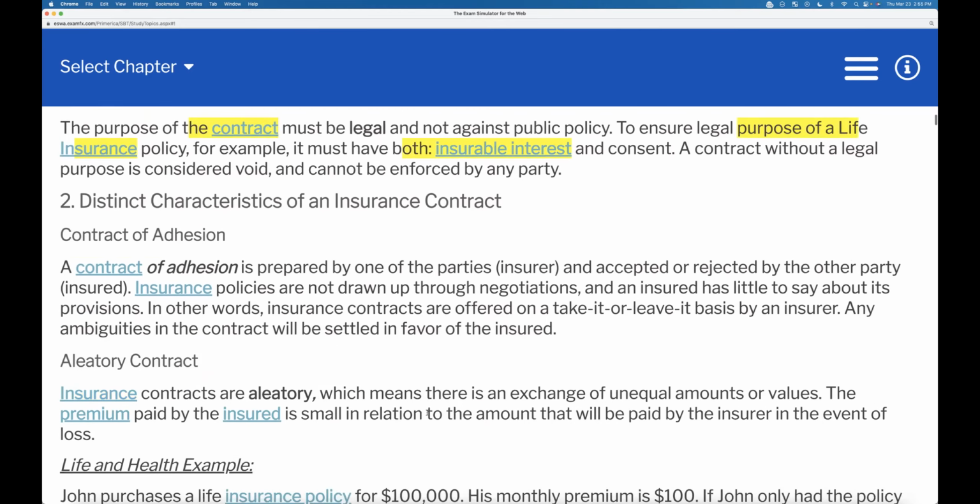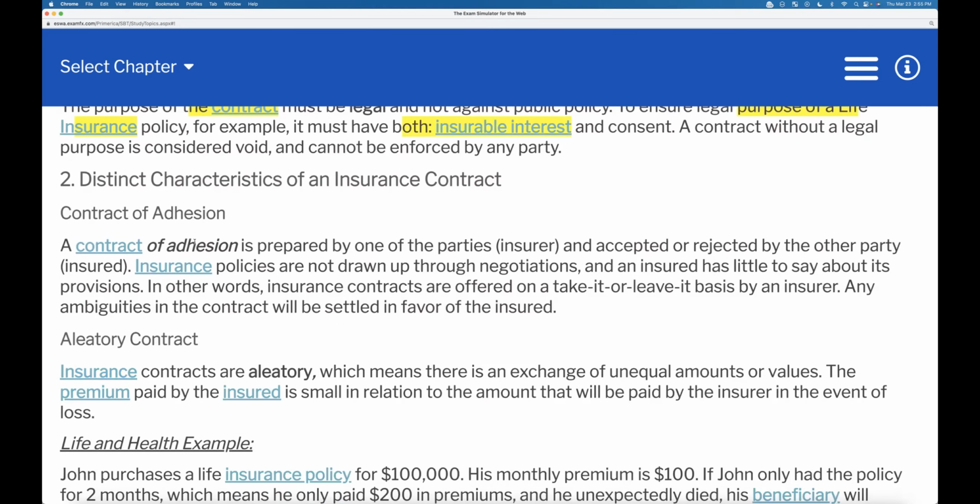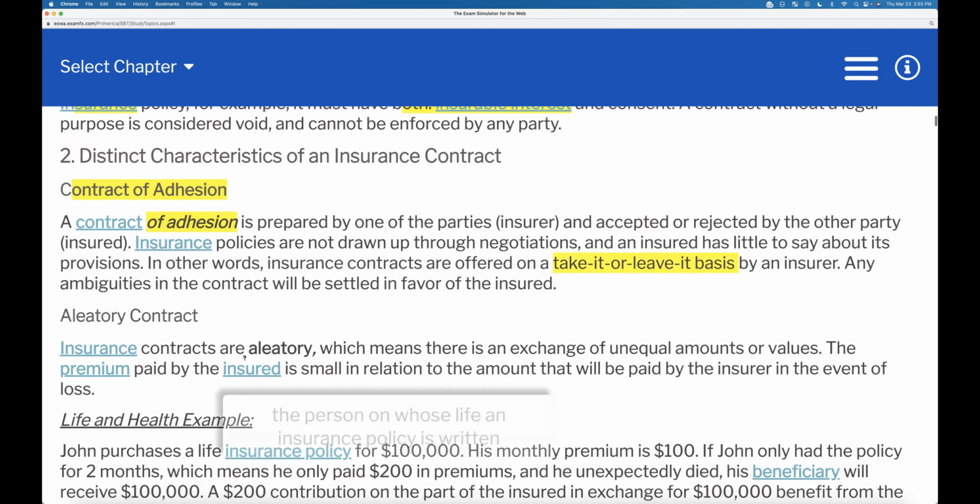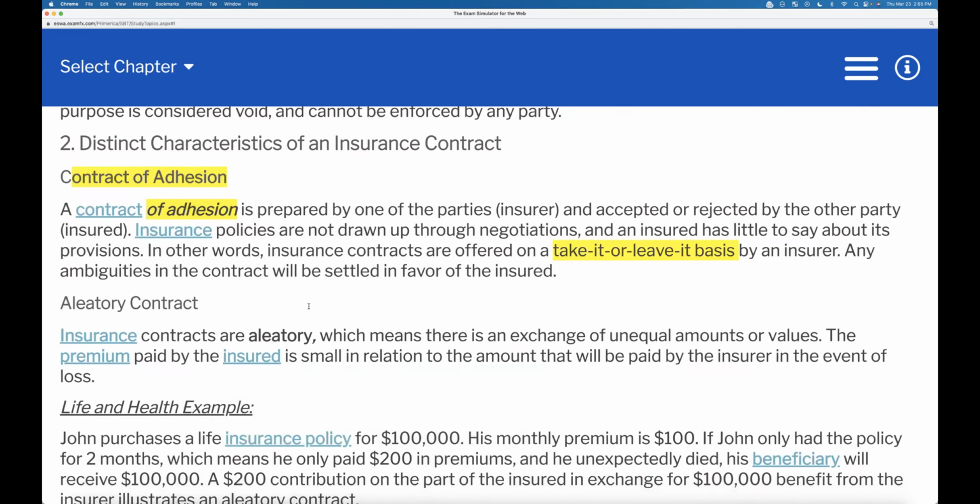Distinctions: there's a contract of adhesion. This comes out on the test. Adhesion means that it's a take it or leave it basis. You want it or not, take it or leave it. Okay, I got it now.